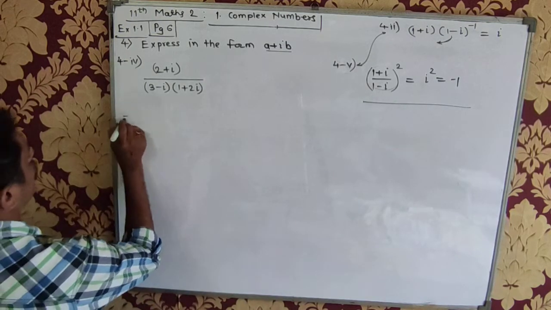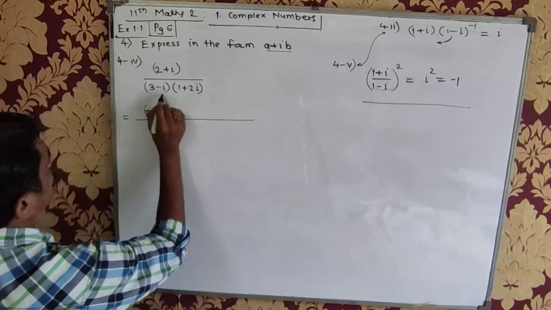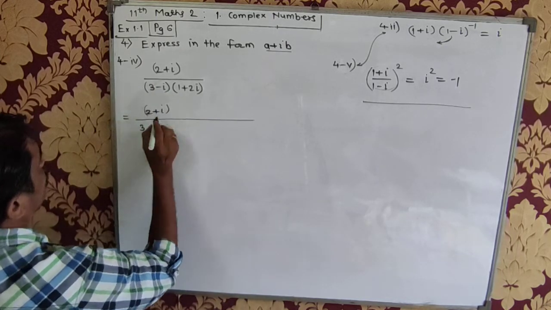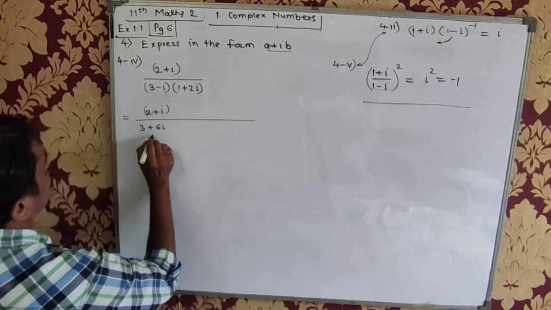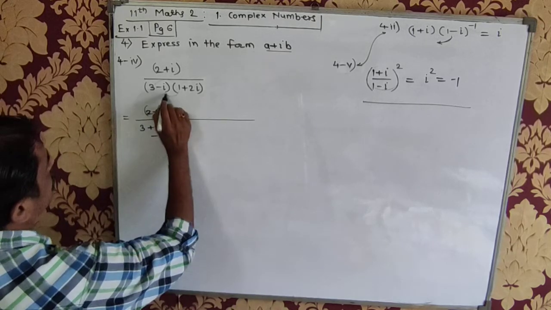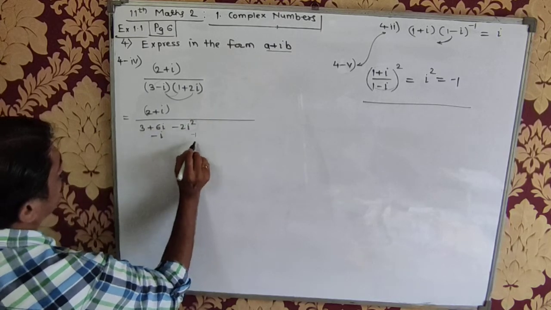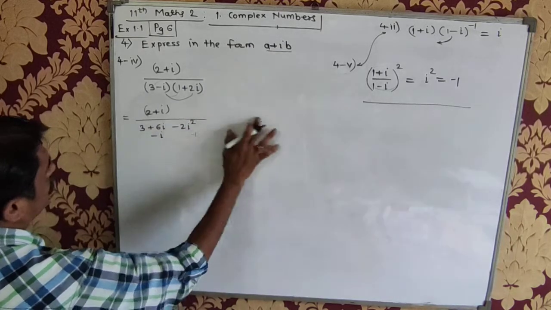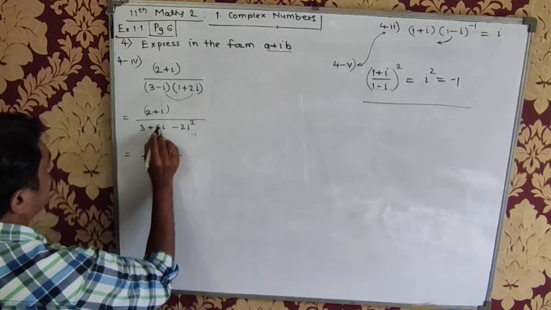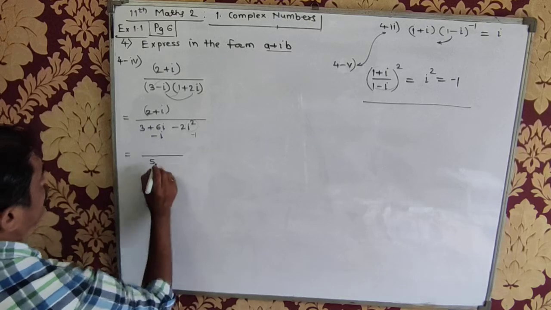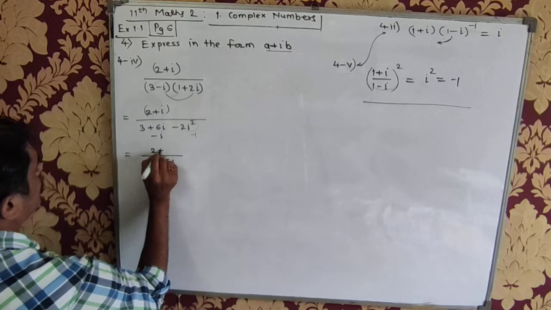Come on, speak up. 2 plus I will be the numerator as it is. 3 plus 5I, sorry 6I, plus 6I minus I minus 2I square. Now here this is minus minus 1, so this plus is 2. Plus 2. So 2 plus 3, 5. So this is 5 and 6I minus I is 5I. So this is 5 plus 5I, 2 plus I.